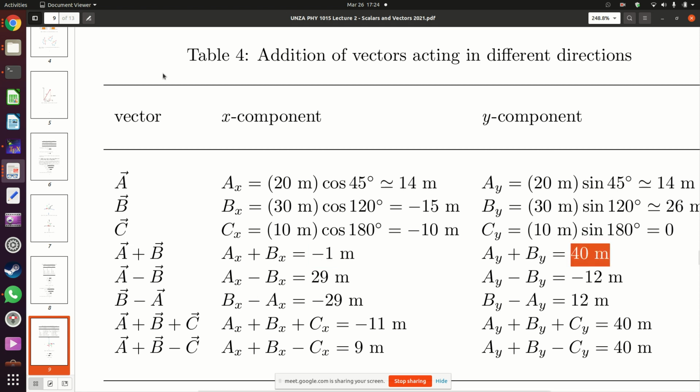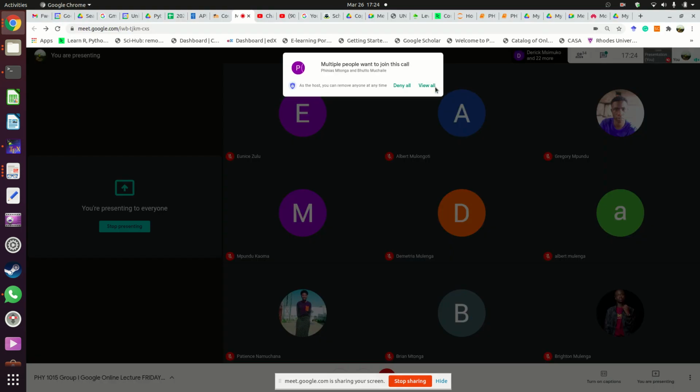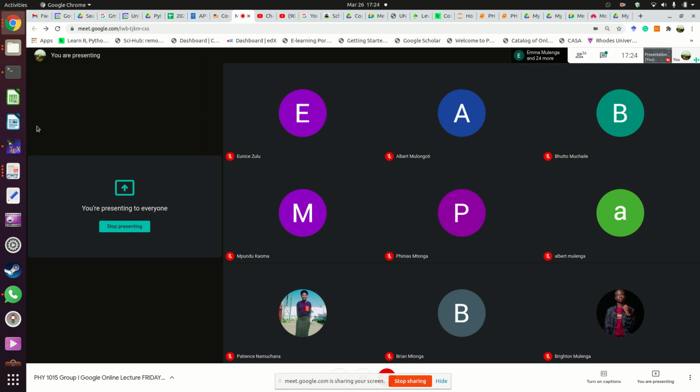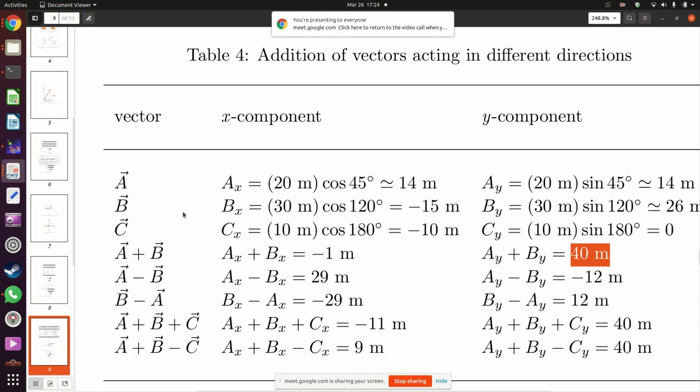Is this clear on how we find out how much A plus B is along the x-axis and how much A plus B is along the y-axis? For each vector, you need to know how much it is along the x-axis and how much it is along the y-axis. That has to be known.